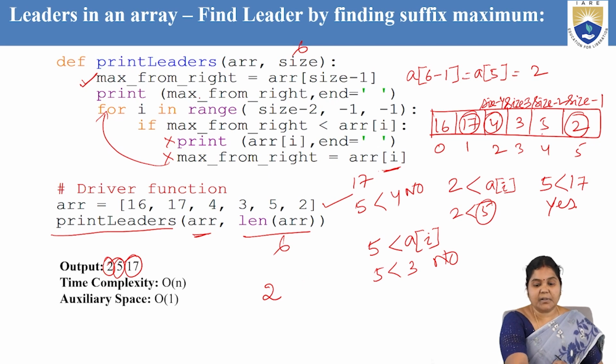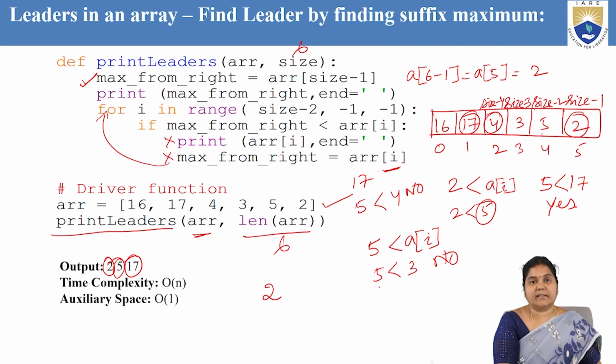In this process, all the elements will be checked and the array or the list is traversed from right to left only once. So the time complexity is only order of n and the space complexity is constant. Using this suffix maximum approach, we have reduced the time complexity from order of n square to order of n. So this is a better approach for finding the leaders in an array.